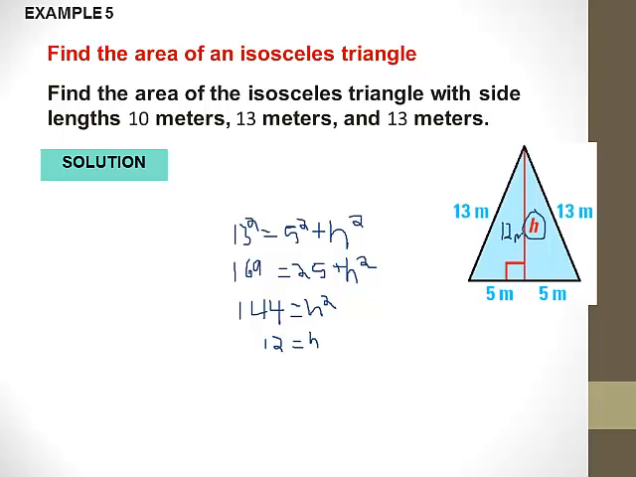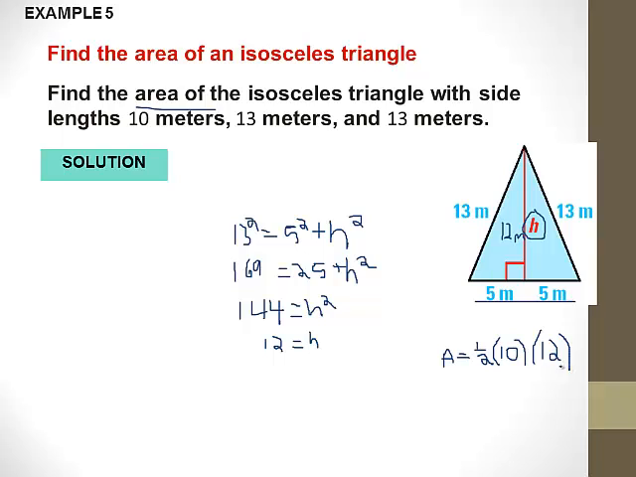What we're asked to find is the area of the isosceles triangle. So area is the second part of it. Area equals 1/2 your base. In this case, my base is going to be 10 because it's the entire length here. My height is going to be 12.